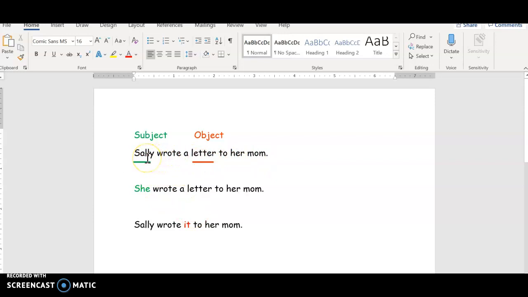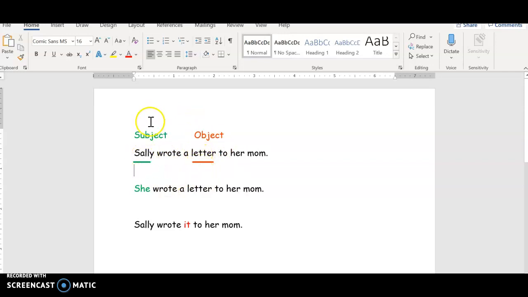Sally is the doer of the action. Writing is the action, or your verb. Sally is the one who's doing it. We call Sally the subject of the sentence. Writing is happening to the letter, so we call the letter the object of the sentence. The action is being done to it. The letter by itself is not doing anything.